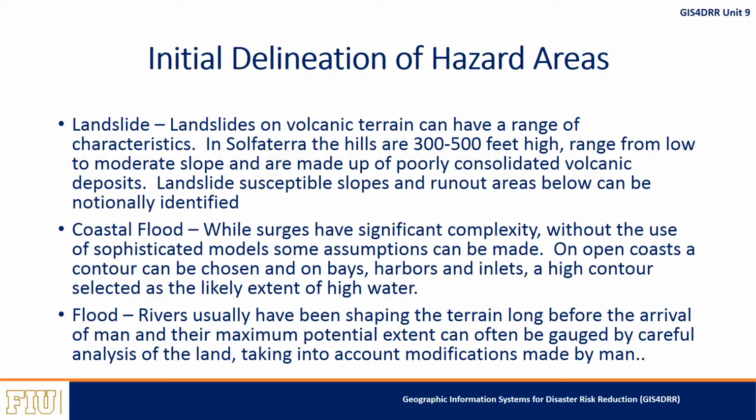For flood, rivers usually have been shaping the terrain long before the arrival of man, and their maximum potential extent can often be gauged by careful analysis of the land, taking into account modifications made by man. So the floodplain itself can be fairly visible. The extents where water has room to spread out can be observed, and then obviously those historical findings of where these events have occurred before can be recorded.